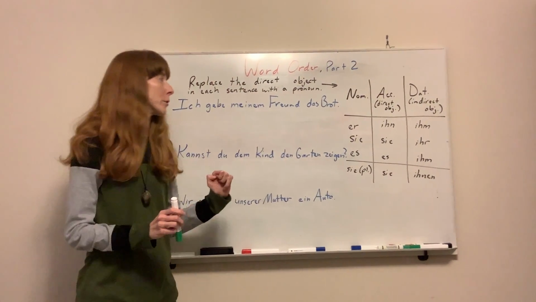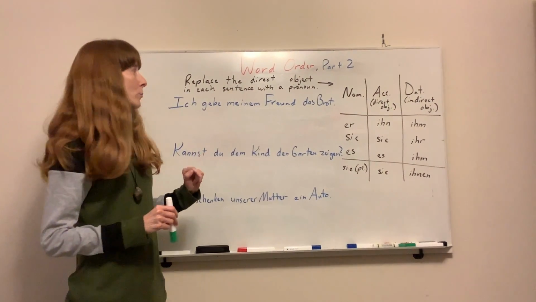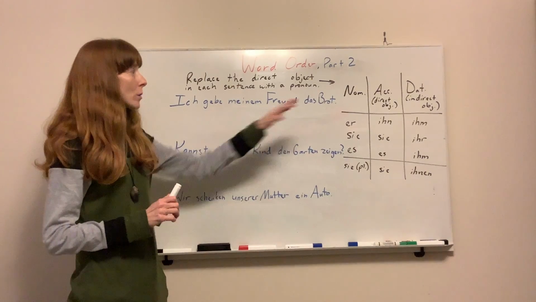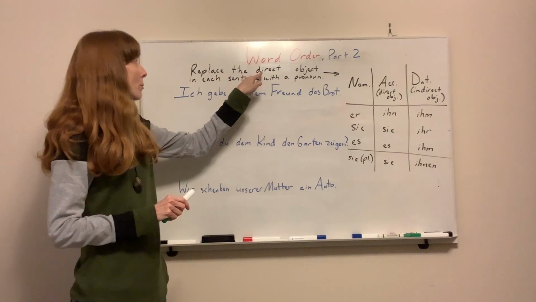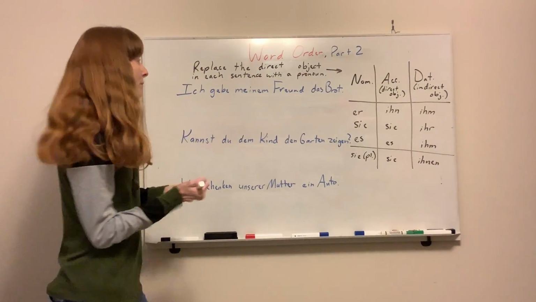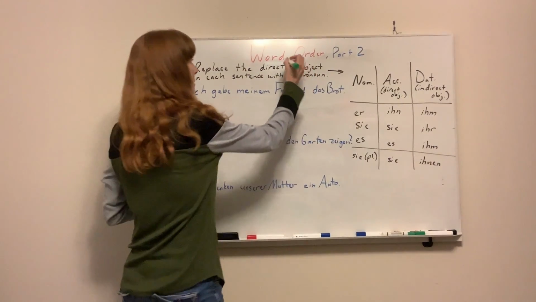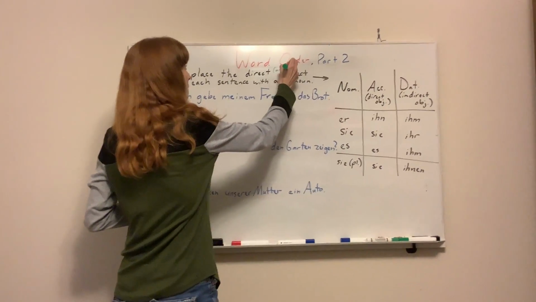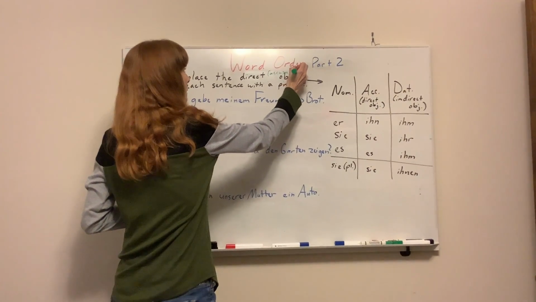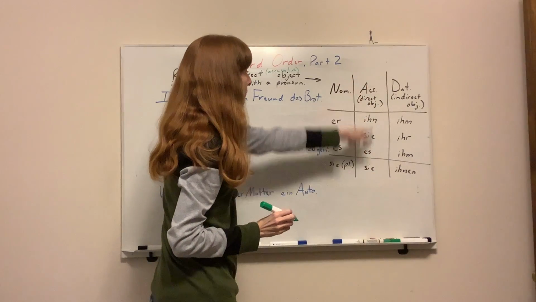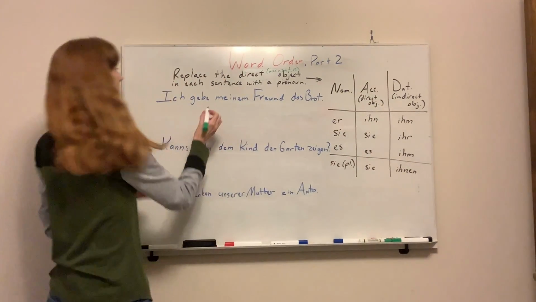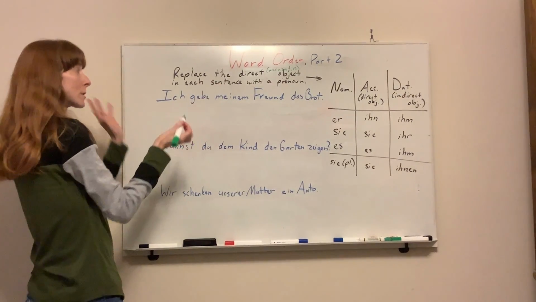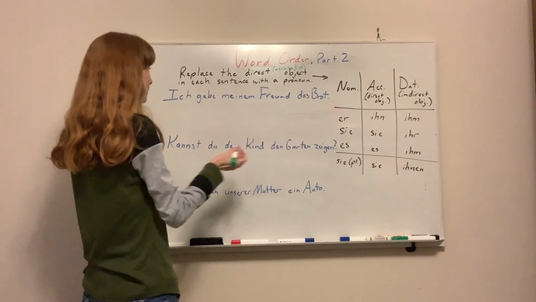Word order part 2. In the last video we replaced the indirect object with a pronoun. In this one we're going to use the same sentences, but this time we're replacing the direct object. We know that direct objects are accusative case, and that would be this column. This is what you had learned in chapter 2 and chapter 3.